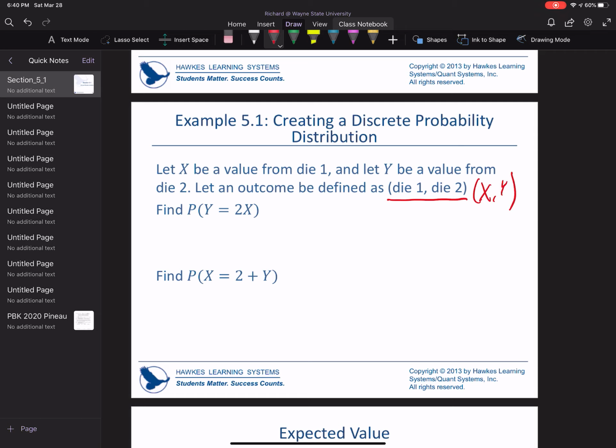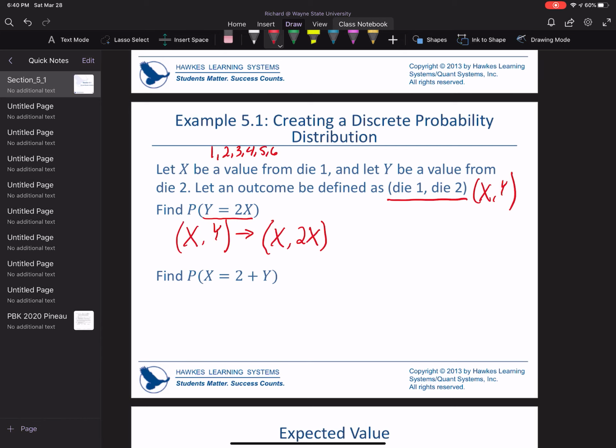Now it says find the probability that y is equal to 2 times x. So what does that mean? That means that the value on die 2 is twice as much as die 1. So let's look again at that ordered pair. We had the ordered pair x comma y, correct? That's going to be transformed into x comma 2x. Now why did I do that? I did that because we know that y is equal to 2x. Now we have to remember that the outcomes on the die, right, are 1, 2, 3, 4, 5, and 6.